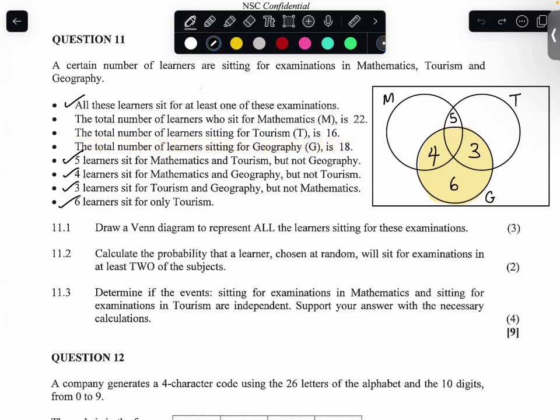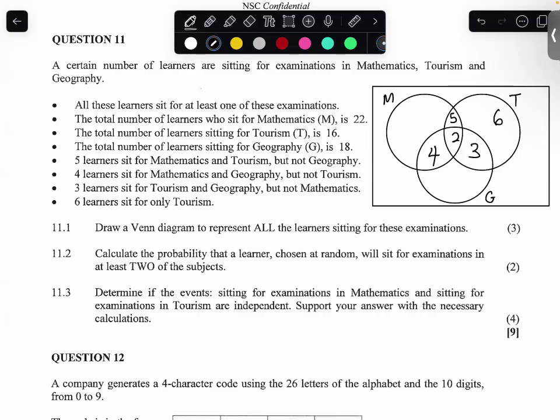Oh, sorry, I'm making a mistake here. 6 learners sit for only tourism. 6 should be here. That's my bad. Okay, sorry. Right, so this whole circle needs to add up to the tourism one. Sorry, I read this as geography in my brain. Okay, so this entire yellow circle needs to add up to 16. And so 16 minus 6 is 10, minus 5 is 5, minus 3 is 2. So this missing part of the circle is 2.